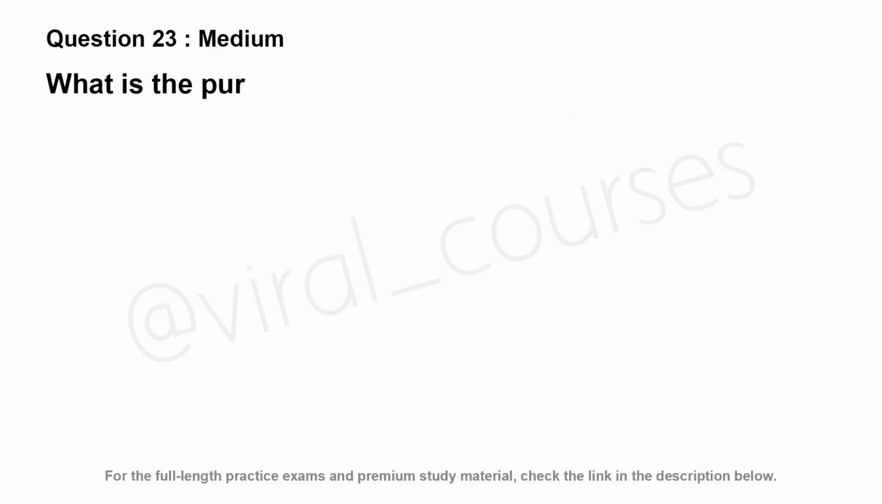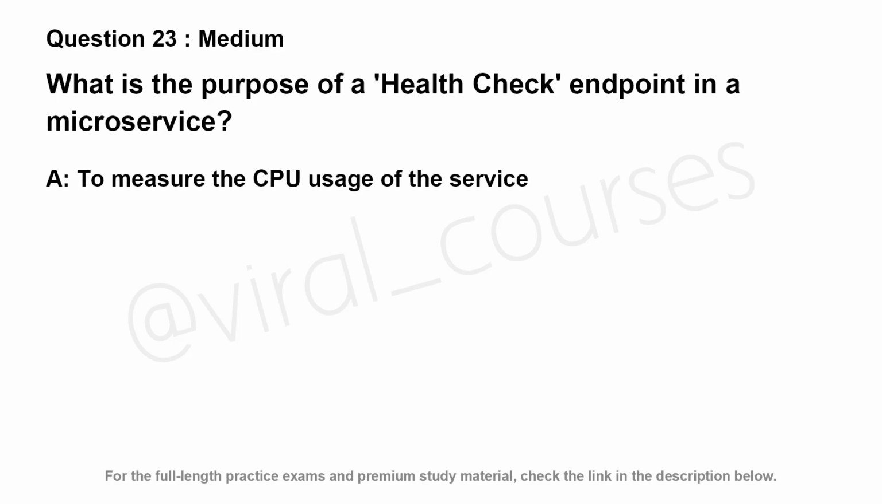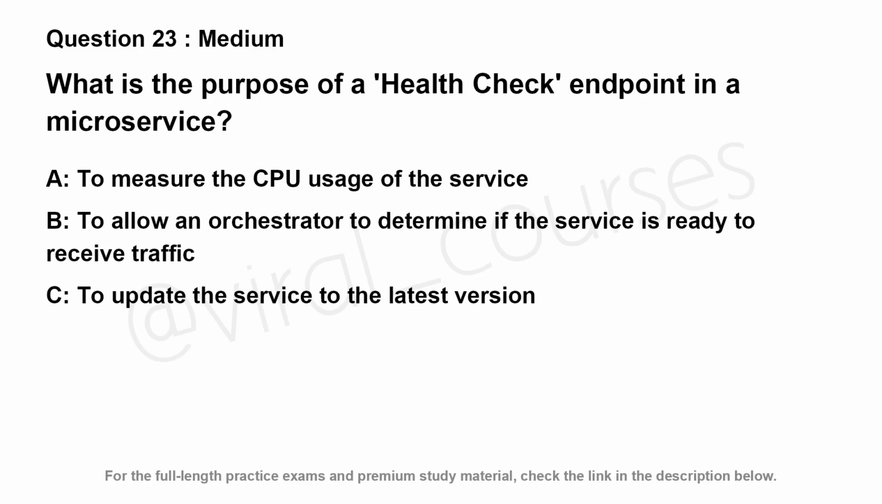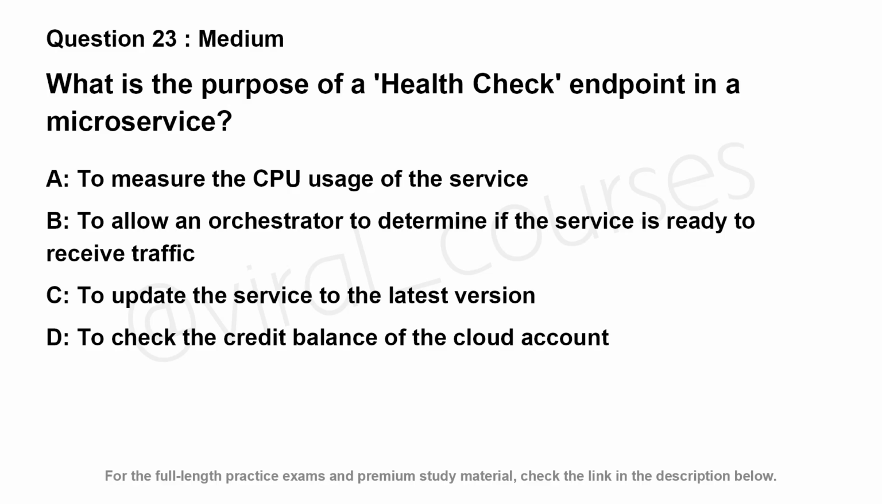What is the purpose of a health check endpoint in a microservice? Option A, to measure the CPU usage of the service. Option B, to allow an orchestrator to determine if the service is ready to receive traffic. Option C, to update the service to the latest version. Option D, to check the credit balance of the cloud account.